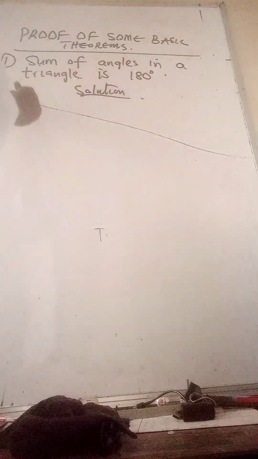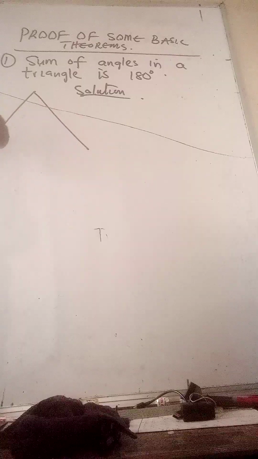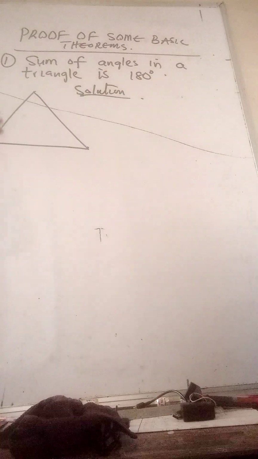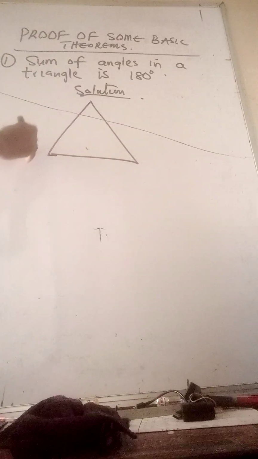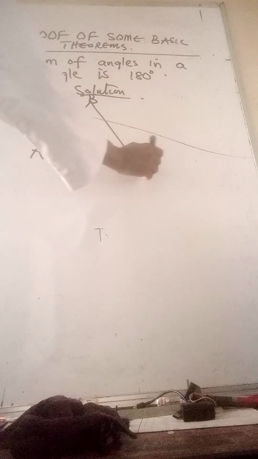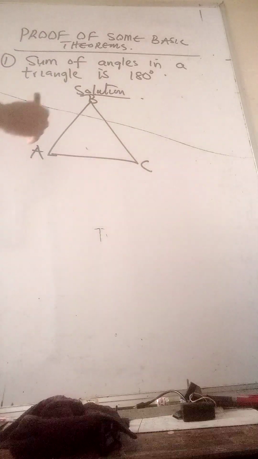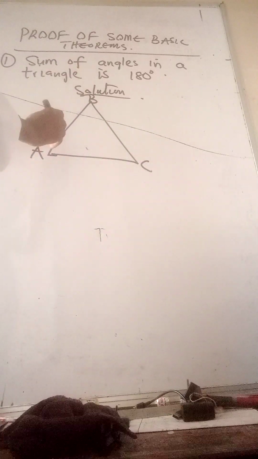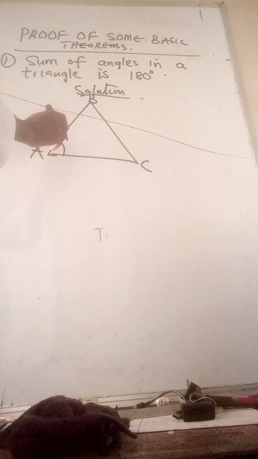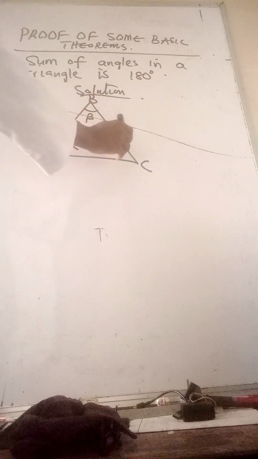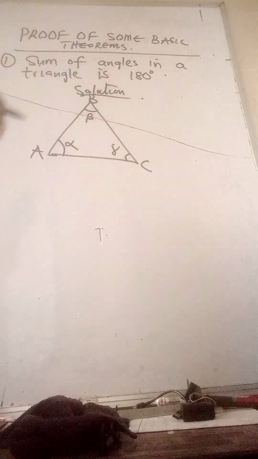Now, how do we go about that? Let us sketch a triangle. Okay? Now, let me label the triangle A, B, C. Then this angle A, let me give it alpha. This one is beta, and let's say this one is gamma.